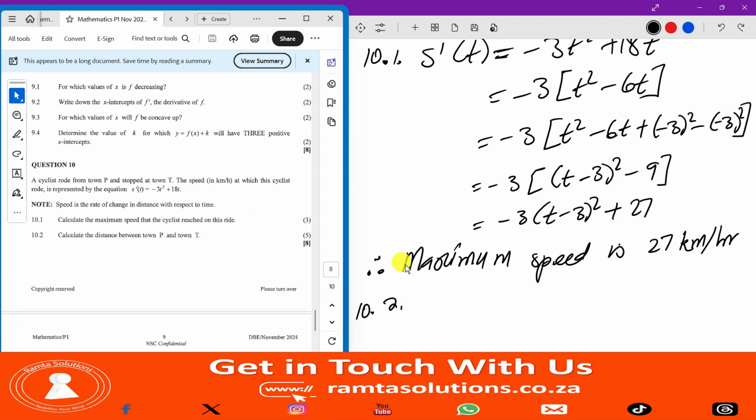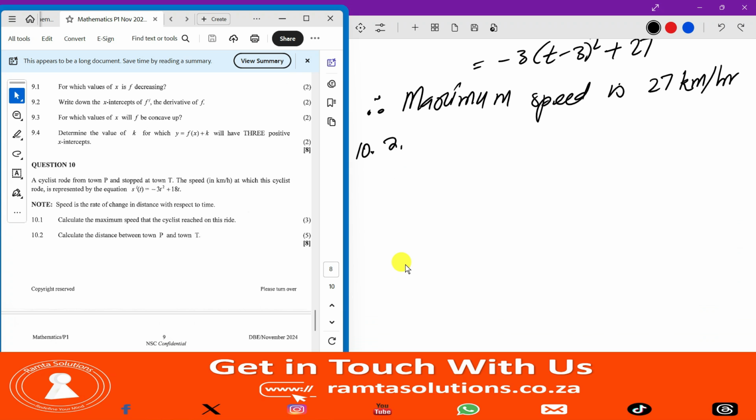10.2. Let's see now what 10.2 has for us. It says we must now calculate the distance between town P and town T. Ooh, this will be very, very interesting. But not to worry, we've got this, isn't it? So let's get into it. Let's see what we can do.